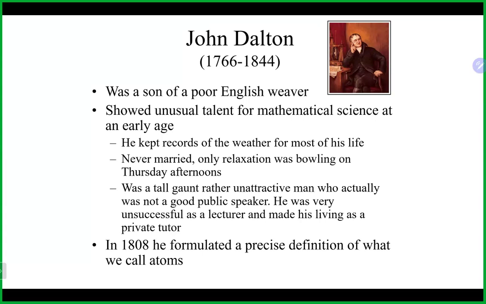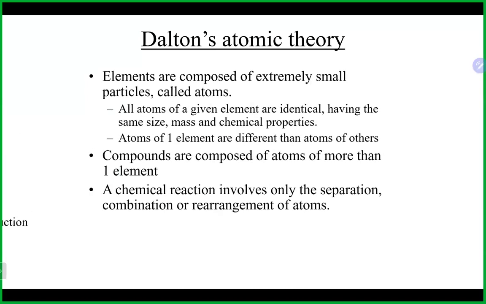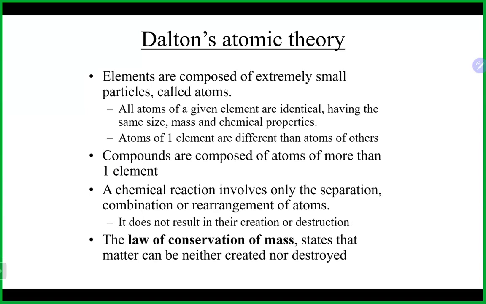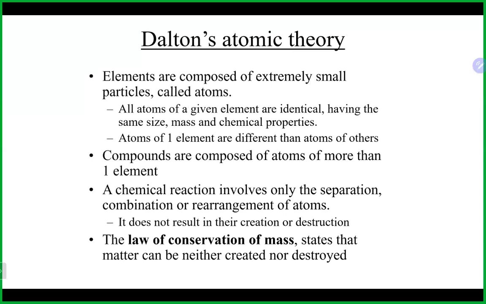So it's Thursday. But what he really did was he formulated a precise definition of what we call atoms. And let's talk about some of the main parts of Dalton's atomic theory, which you do need to know. And the idea here of a theory, as we talked about, is it can be proven maybe not correct in all aspects or incorrect as more experiments went on. So there are some parts of Dalton's atomic theory which are not really correct, and there's some that are still correct today.